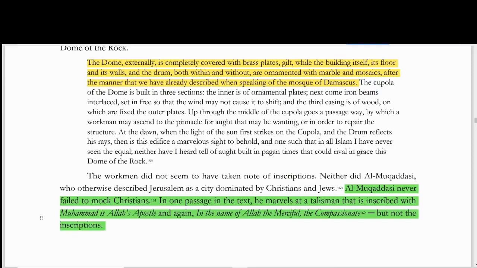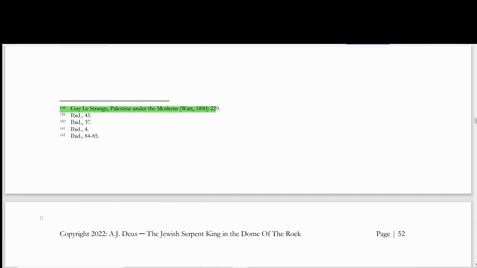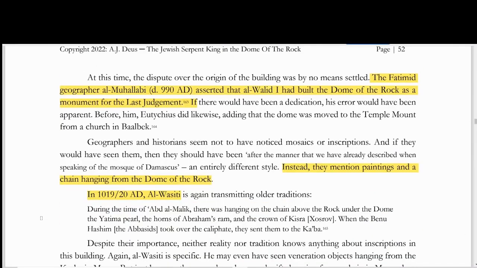Al-Muqaddasi never failed to mock Christians. In one passage in the text, he marvels at a talisman that is inscribed with "Muhammad is Allah's apostle," and again "in the name of Allah, the merciful, the compassionate," but not the inscriptions. At this time, the dispute over the origin of the building was by no means settled.